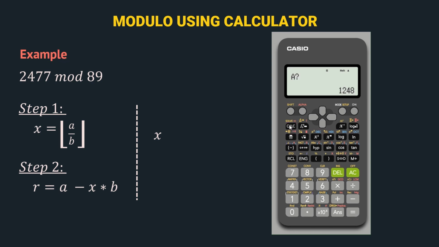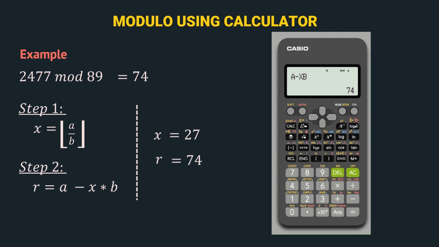Here the new value of a is 2477 and the new value of b is 89. We have got this fraction, we convert it into a decimal, so the value of x here is 27. Now we use the second equation, that is a minus x into b. A is already there. We input the new value of x, that is 27, and b is again inputted in the previous operation. So we get the new value of r, that is 74. So here the remainder is 74. So the answer to the question is 74, that is 2477 mod 89 is 74.